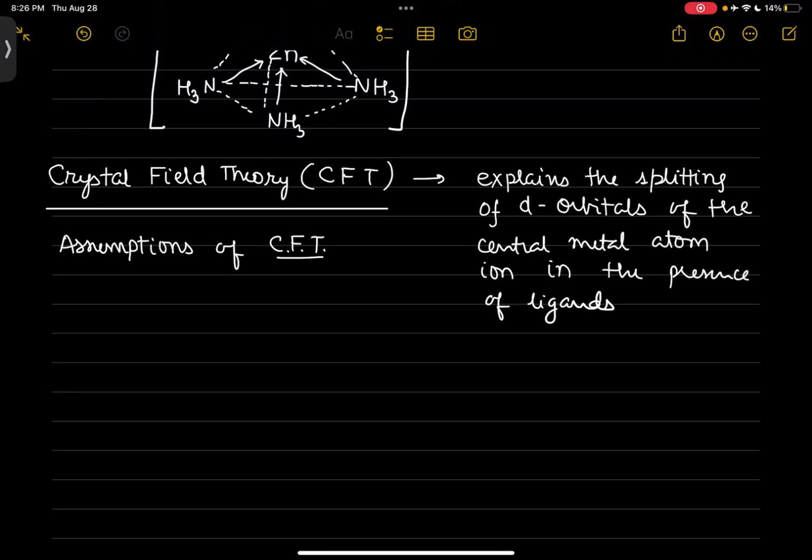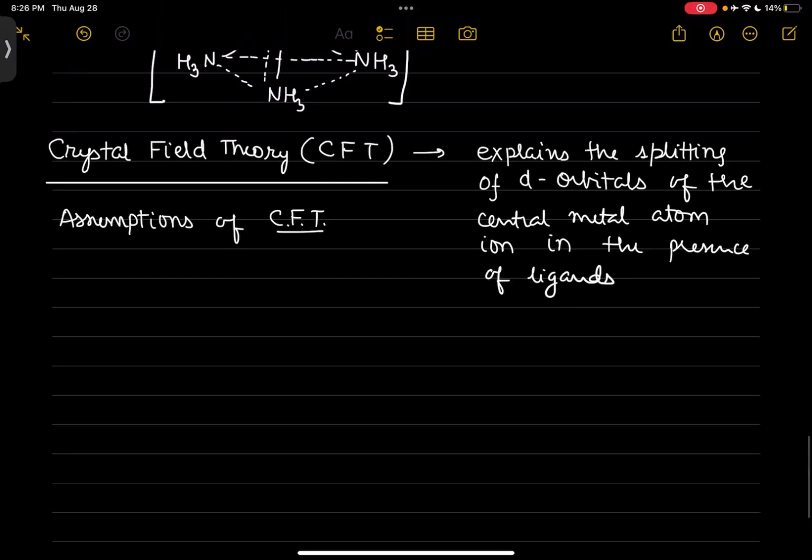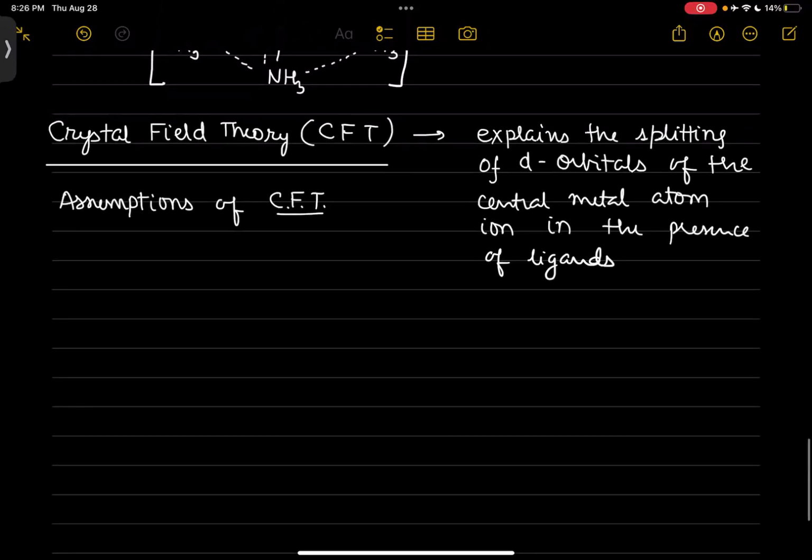Splitting doesn't mean that the d orbitals are going to split. They are going to remain in an atom. But with respect to energy, they will not have equal energy. So crystal field theory actually explains how the energy of the d orbitals gets affected when the metal ion is surrounded by ligands. Okay. So that's why the name is splitting of d orbitals.